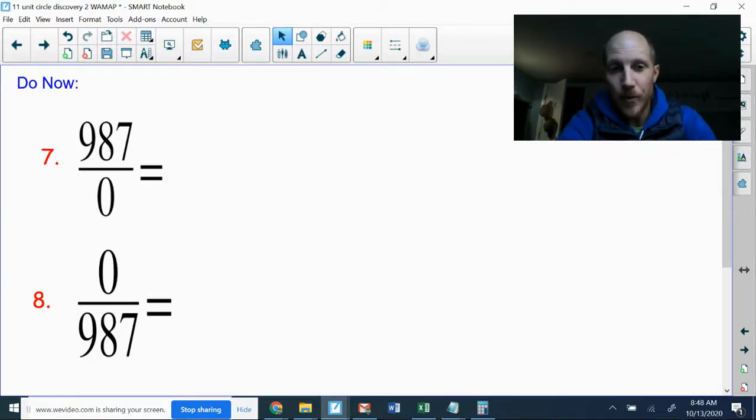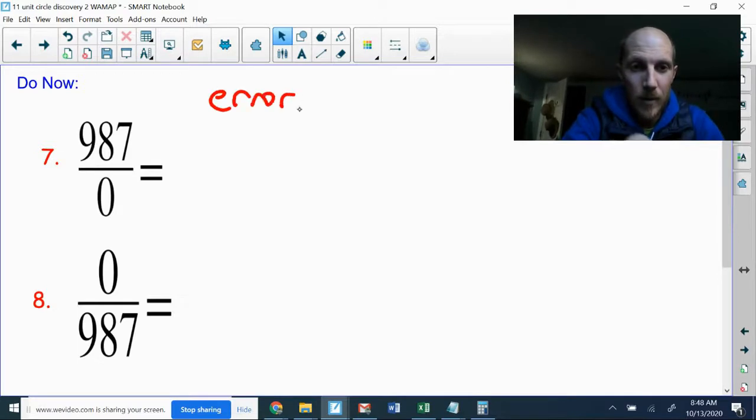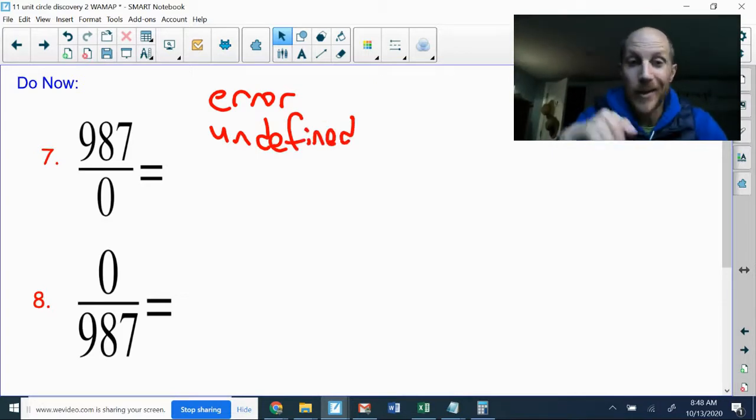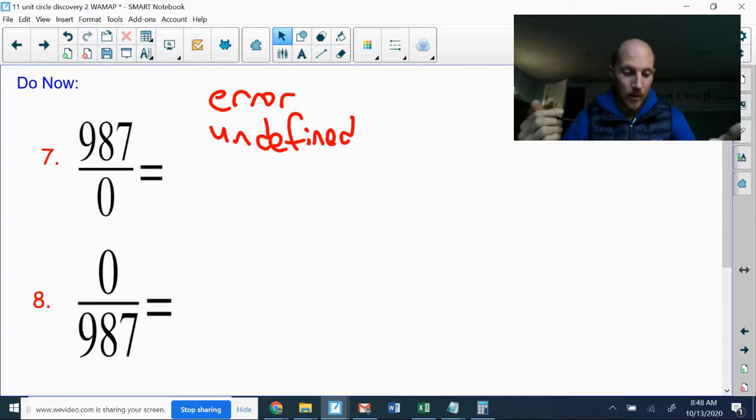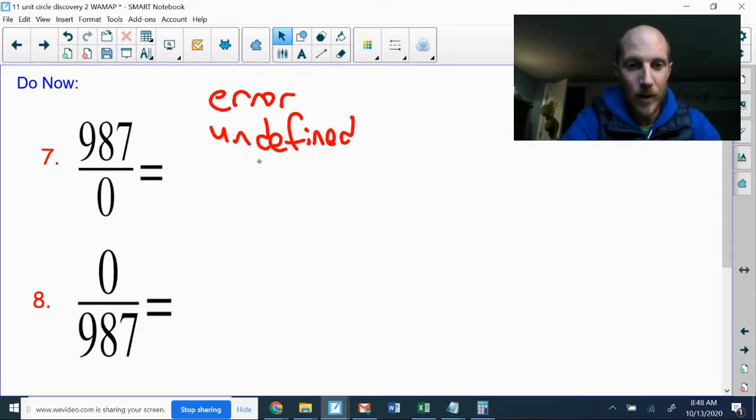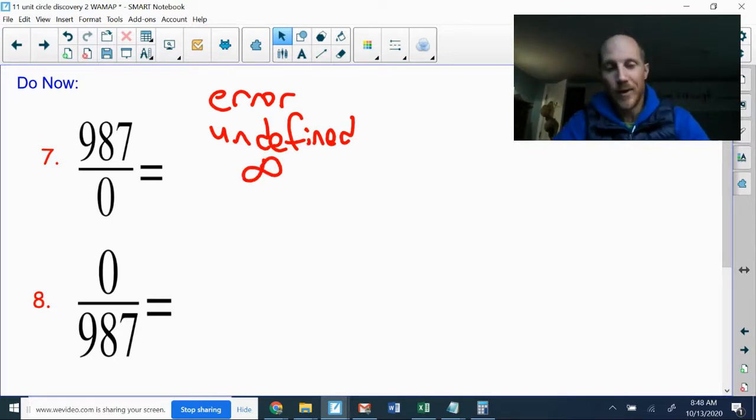So 987 divided by 0 is... try this on your calculator. Your calculator will say something like error. We interpret that to mean that it is undefined. Your calculator can't use words that big sometimes. And a lot of times, if you're writing this down on a piece of paper, we might say that is infinity because it's way shorter than undefined. So we use that sometimes. All of those would be fine on paper.